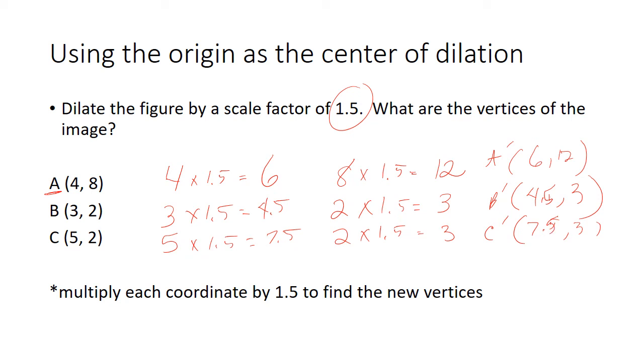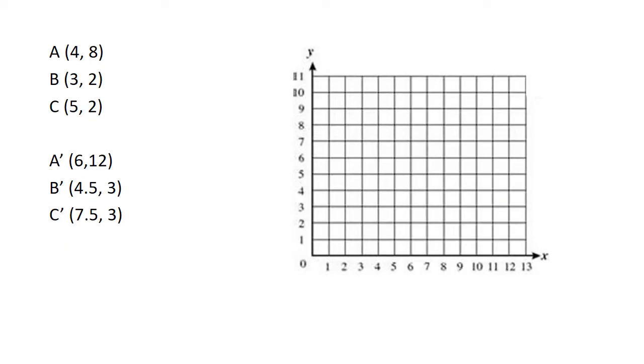Now we can graph both of these. I'm going to graph my original first, then we're going to graph the dilation, and then I'm going to show you how the lines go through the center of origin. So (4, 8) is right there. That's A. And then (3, 2) and (5, 2). So here's our triangle.